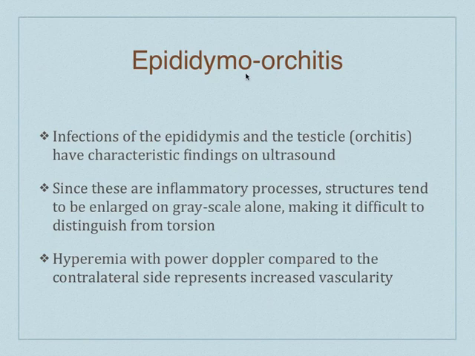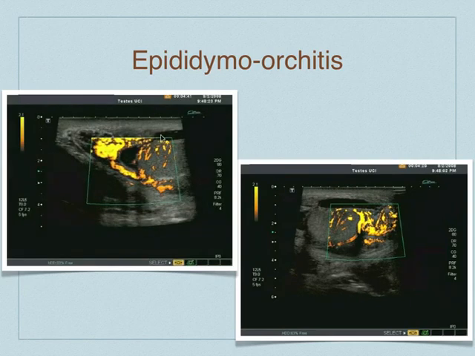And the "itis" you see here in the word is symbolic for infection, and you can have infection in the epididymis or the testicle, or orchitis, or both. It usually starts in the epididymis, so you get epididymitis, and then if it goes untreated, extends into the testicle, and you get a combined epididymo-orchitis picture. That's what we're seeing here.